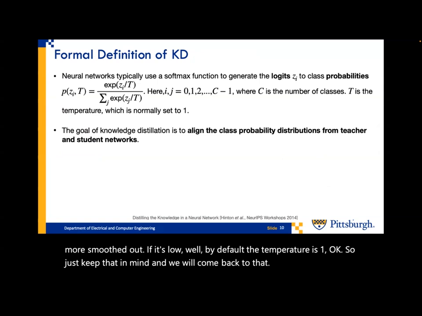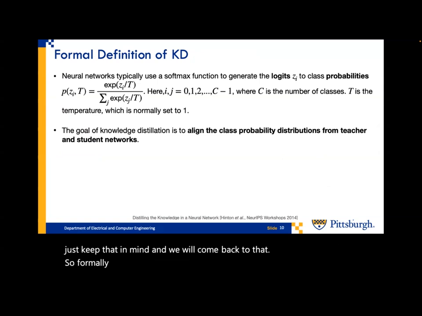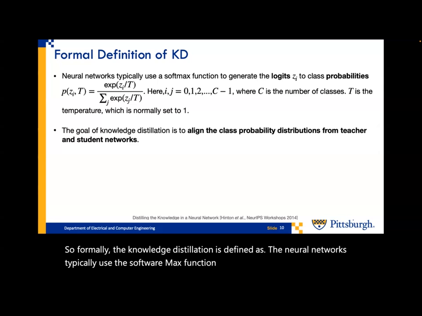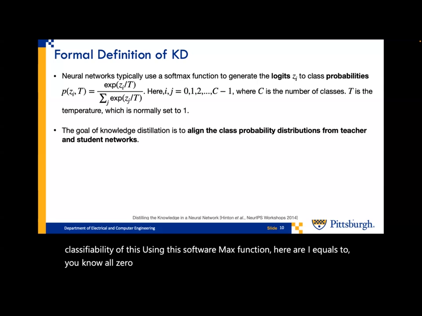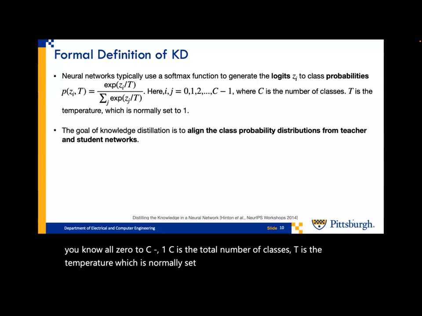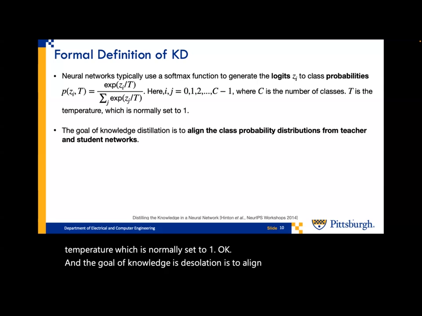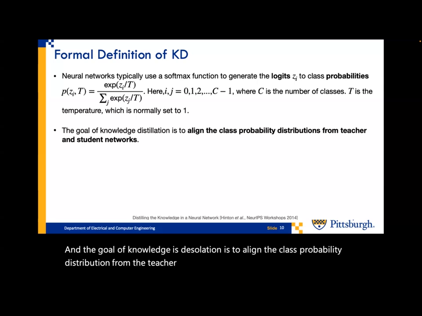Formally, knowledge distillation is defined as follows. Neural networks typically use the softmax function to convert logits to class probabilities. Here i ranges from 0 to C minus 1, where C is the total number of classes, and T is the temperature, which is normally set to 1. The goal of knowledge distillation is to align the class probability distributions of the teacher and the student networks. All right.